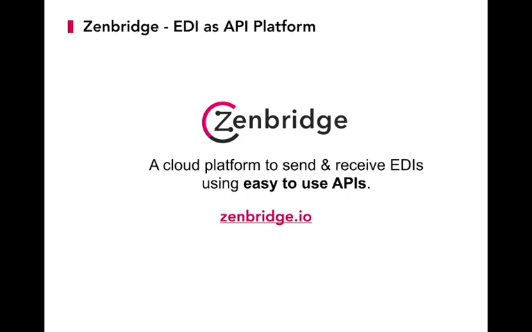I want to walk you through what Zenbridge is very quickly. Zenbridge is a cloud platform to send and receive EDI using API. That is where we are different from traditional EDI systems. You don't have to deal directly with EDI. You can send your data as an API, and we can convert that into EDI and forward it to your partners. Now, the advantage obviously here is the fact that you don't have to deal with EDI directly, so you don't have to go through the steep learning curve of understanding EDI.